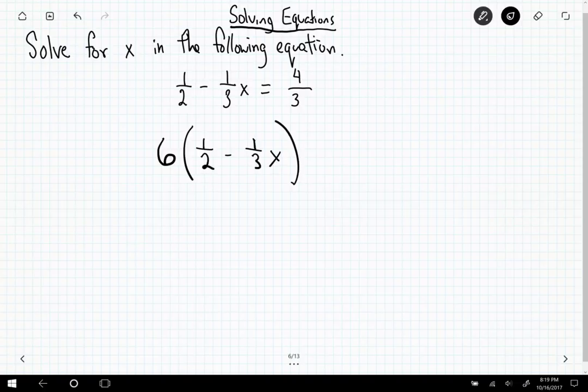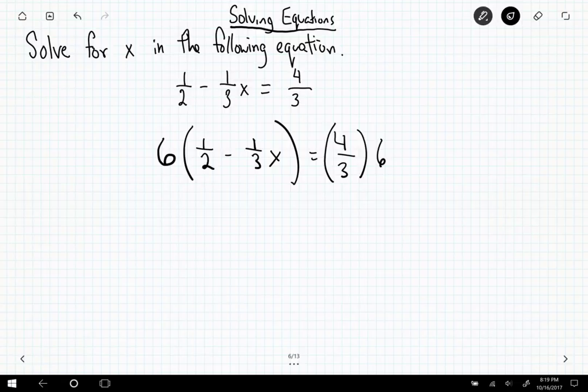This is not the only method, but it's going to make your life a lot easier. Okay, so when we take this, we'll take the 6 times the 1/2 minus 1/3 x on the one side, and we'll take the 6 times the other, because if we do some operation to one side, we have to do it to the other. So we're doing that to both sides.